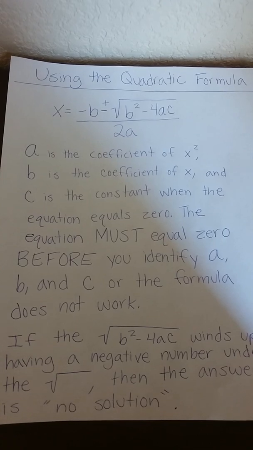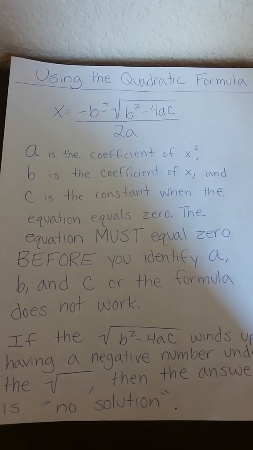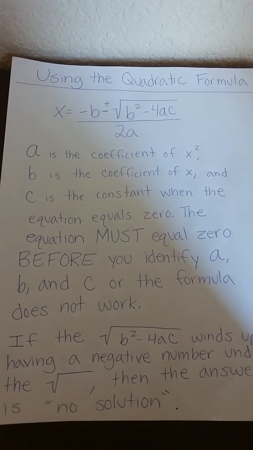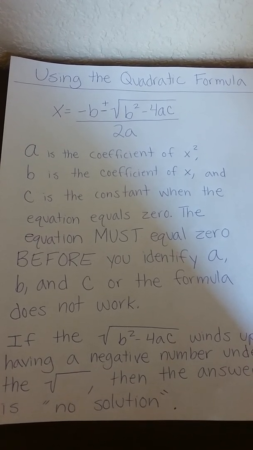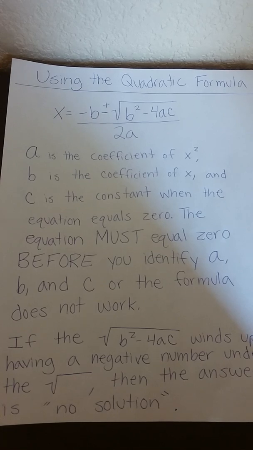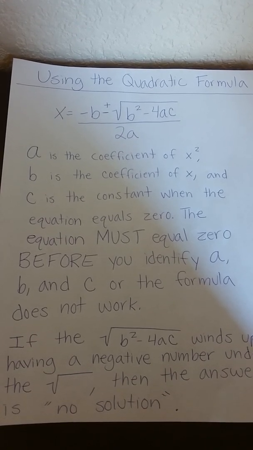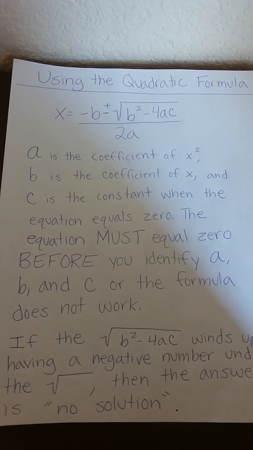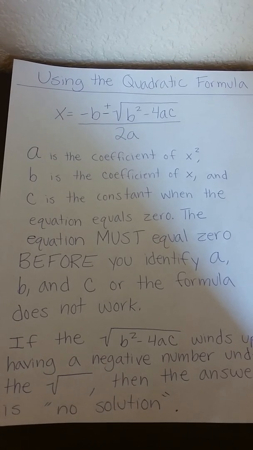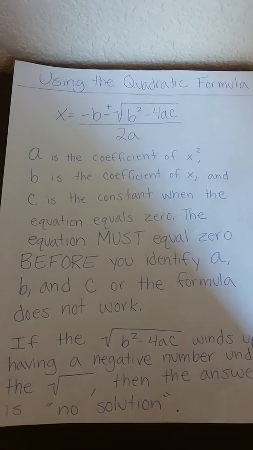When you're using the quadratic formula, a is the coefficient of x squared, b is the coefficient of x, and c is the constant when the equation equals 0. The equation must equal 0 before you identify a, b, and c, or the formula does not work. I'm going to say that again. The equation must equal 0 before you identify a, b, and c, or the formula does not work.